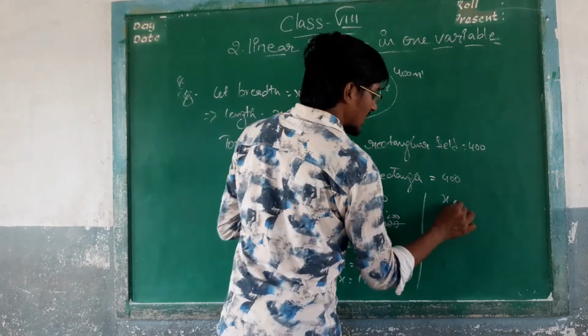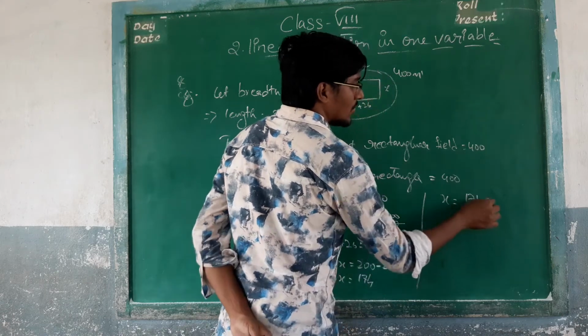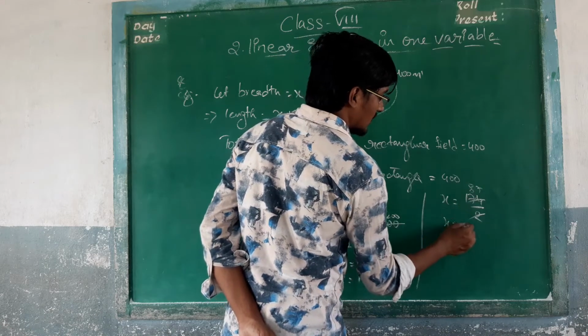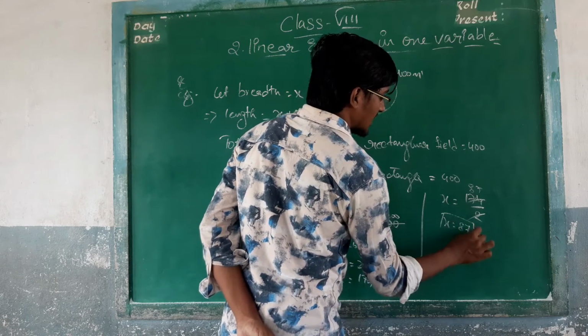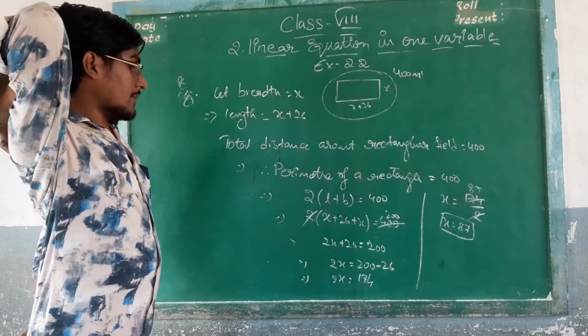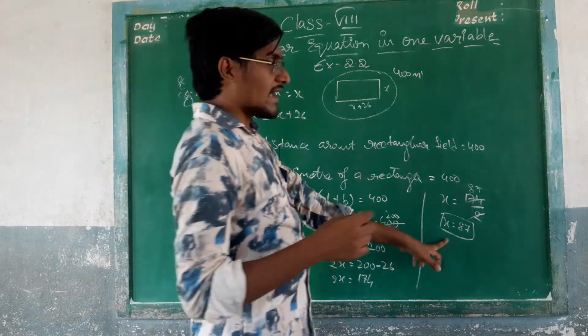Okay, we want the x value here. 174 by 2, 2 8s are 16, 87 times. X equals 87 meters. Okay, so we got the x.